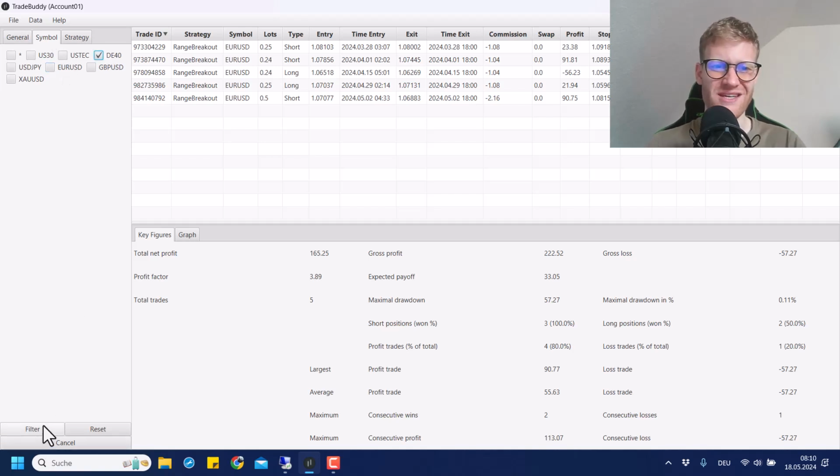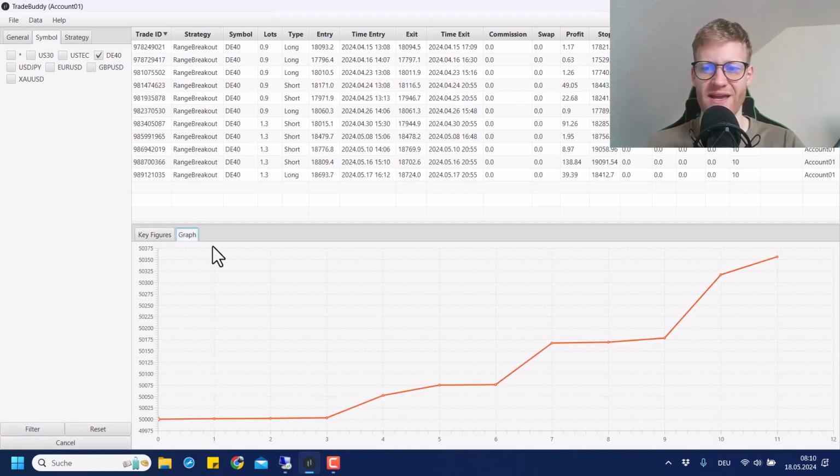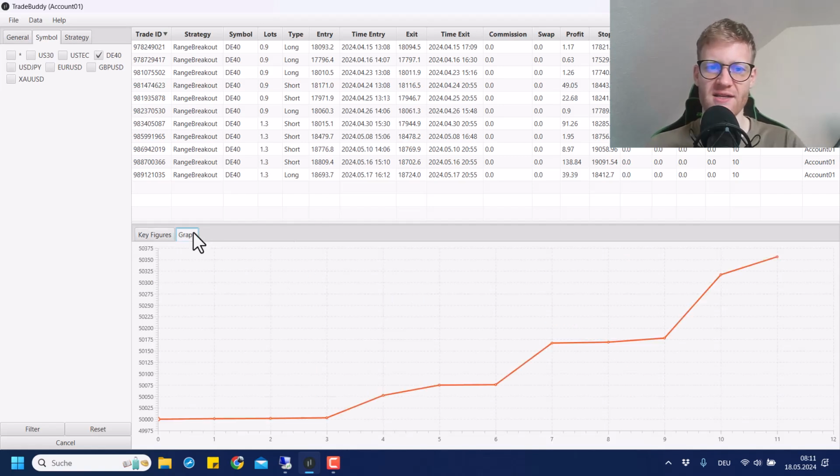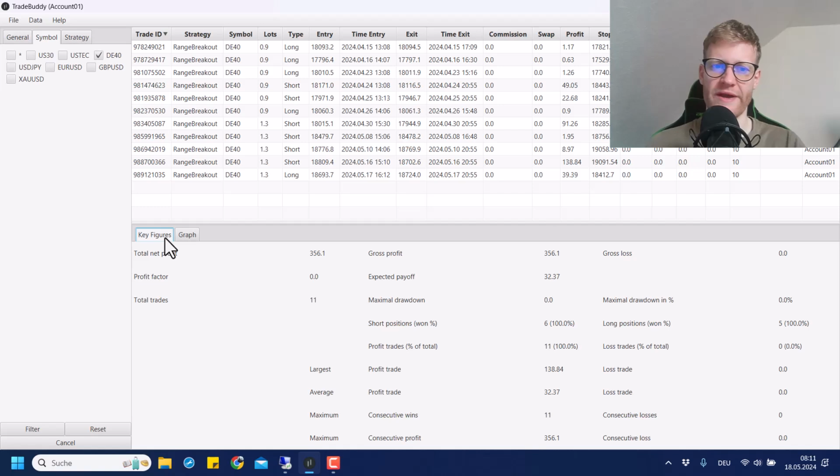Then we have the DE40. This is the range breakout EA where I also trade with a break-even stop. This is why we did not see a single losing trade in this strategy in the last 2 months. Every trade was closed with a profit because of the break-even stop. And it's just doing super great. The profit is, of course, not super huge, but so far it is very consistent, which is great.